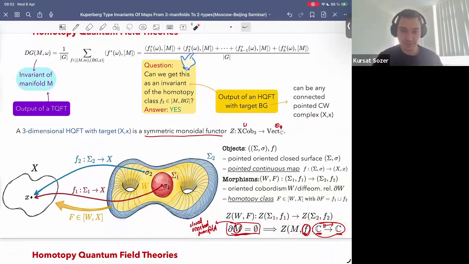And a manifold equipped with a map, or homotopy class, that has boundary gives some associated linear map between the vector spaces on the boundary. But if it is closed, it gives a number.